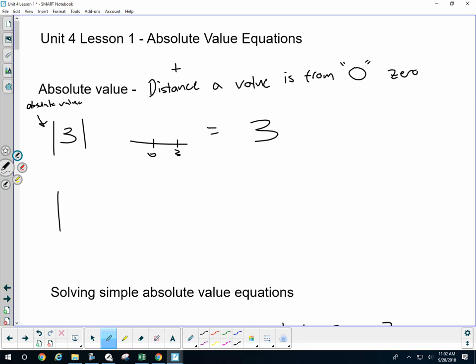If I took -3 and I put these straight lines around it, this is the notation for find the absolute value of this. Did you get it? And we look on a number line. What is the distance the value -3 is from 0? If we think of distance as being positive, 3. Okay? So what absolute values do, essentially, to make it easier, instead of having distance, is if you have a positive value, it's going to stay positive. But if you have a negative value, it's going to become positive.